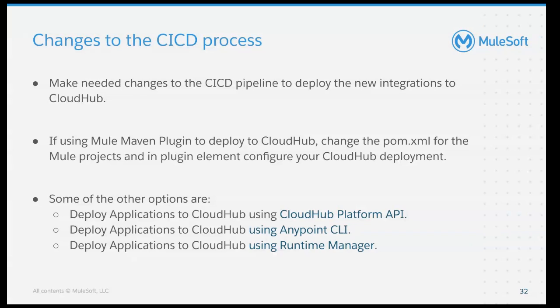If you are using the platform APIs, which help you deploy an application like a jar from your CI/CD to the Runtime Manager, those APIs will be different in CloudHub. CloudHub has its own set of APIs to help you with the deployment. And if you are using Anypoint CLI for your CI/CD, then the CLI commands will change. So you need to think about changing all those commands and making sure you're using the right APIs when you're doing your CloudHub deployment.